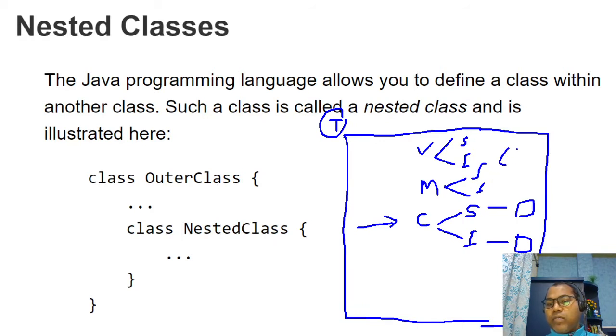Sometimes you can also define a class inside a method definition. Inside a method definition, you can also define a class. Such classes are known as local classes. So we'll discuss how to create local classes, how to create static nested classes, and how to create inner classes.